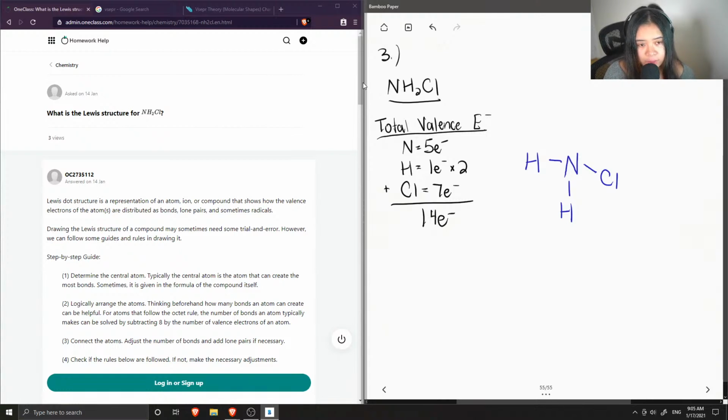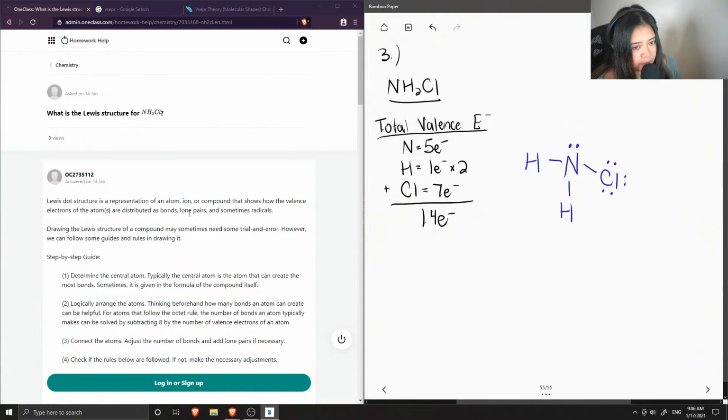In the case of chlorine, chlorine will have 6 valence electrons. And now I like to count out how many electrons I've drawn so far. So each bond contains 2 bonding electrons, and my chlorine has the 6, so we only have 12 written down so far. So for the remaining 2 electrons, I'm going to put them on my central nitrogen atom. Okay, so we have the Lewis structure for ammonium chloride.